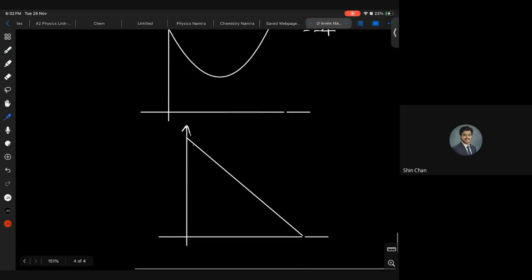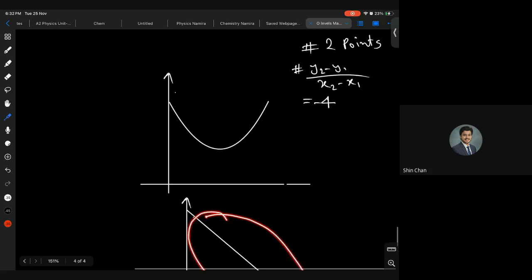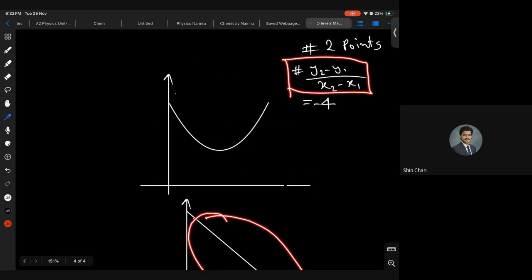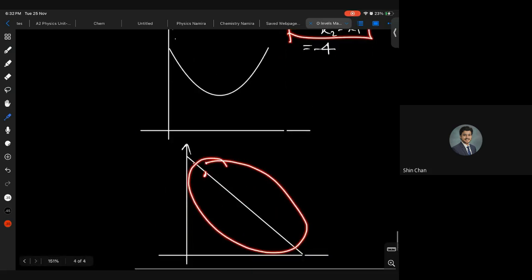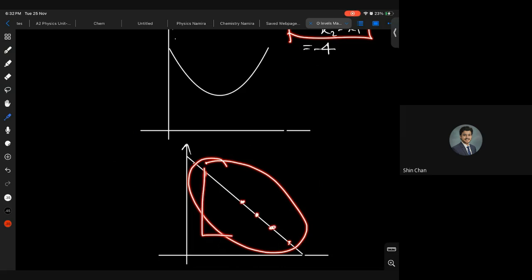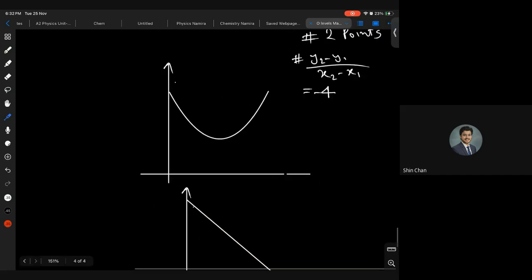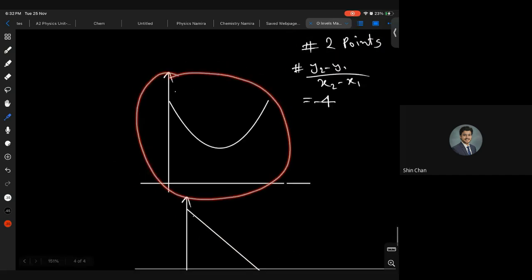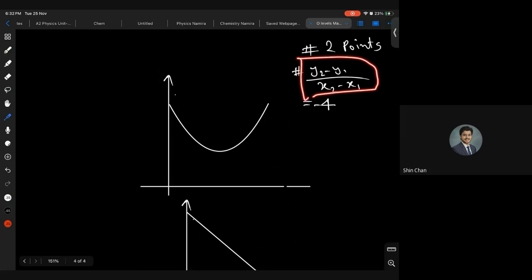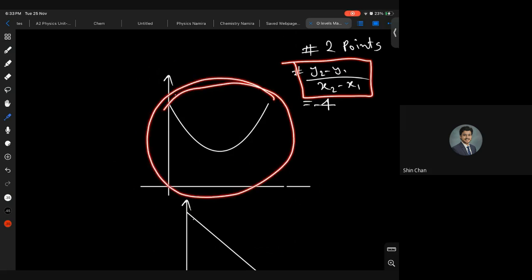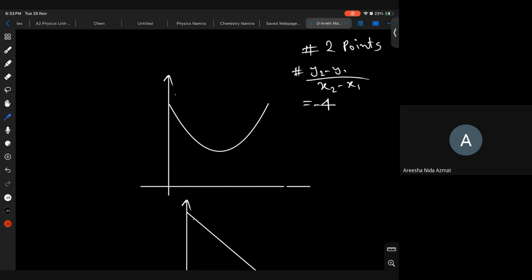As it's the same line, we can use the formula y2 minus y1 over x2 minus x1, because at every point the gradient is the same. It wouldn't matter which two y's and two x's I take. But in this case I cannot use this formula, because the gradient is not constant. When can we use this formula? When the gradient is constant. Here the gradient is not constant, right? Yes, sir. So we cannot use this formula.